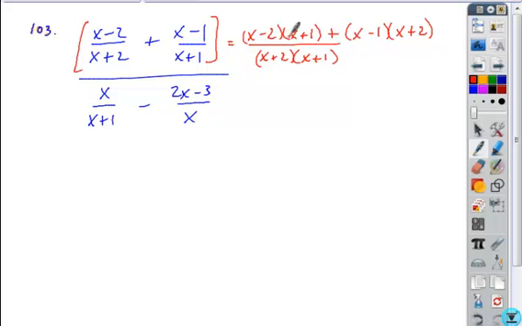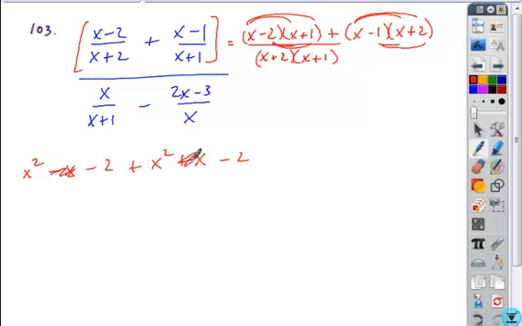So if we work through and simplify this, we're going to FOIL. We get x squared plus x minus 2x nets you negative x, and then minus 2. Plus FOIL our next binomial. x squared plus x and minus x nets you a plus x, and then minus 2. So here the x's cancel, and you're left with your numerator of 2x squared minus 4, all over x plus 2, x plus 1. So here's our numerator written as a single fraction.